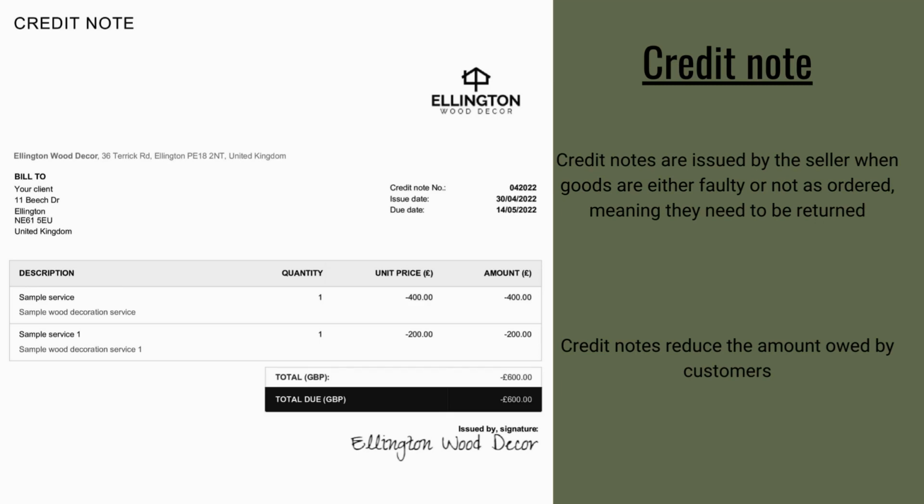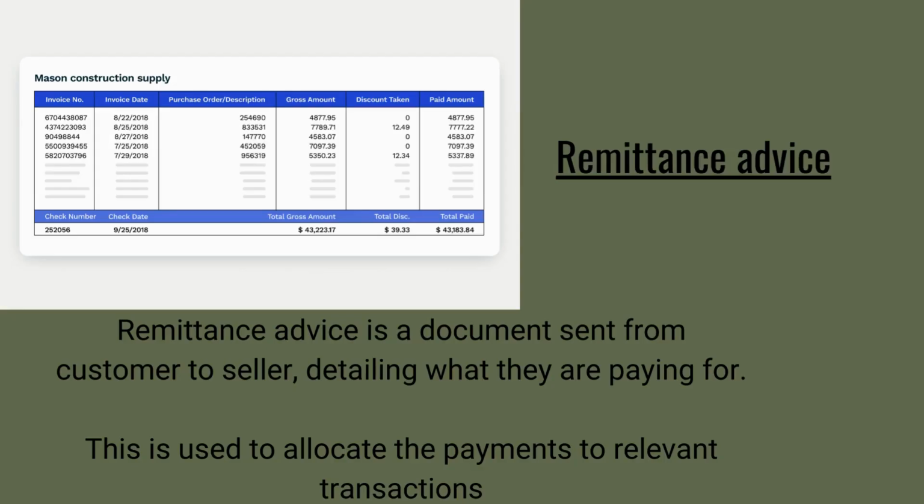And this is why it's described as reducing the amount owed by customers. The next one you may not have heard of, but it's called remittance advice. A remittance advice is a document sent from the customer to the seller detailing what they are paying for. This is used to allocate the payments to relevant transactions.